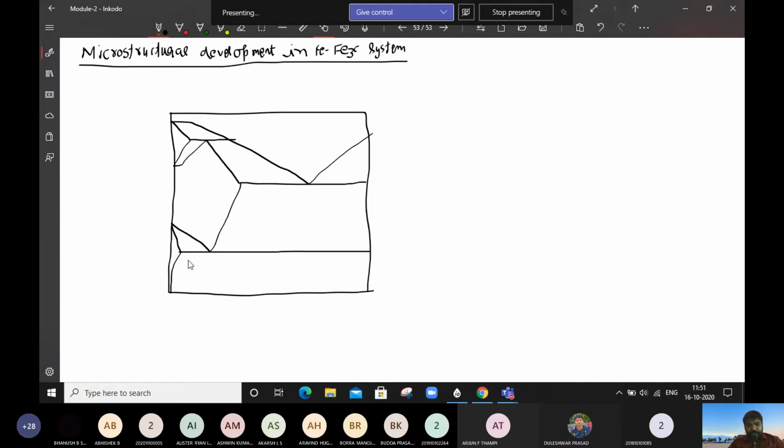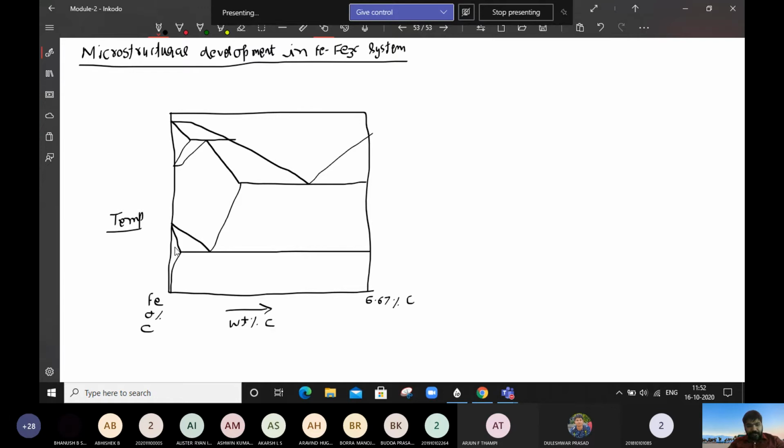Now first we will take different compositions of iron carbon alloy and we will see how the microstructural development takes place in those different regions. So here we are having temperature, and here we are having total 100% iron, and here we are having 6.67% carbon, and here 0% carbon. This axis represents the weight percentage of carbon. Weight percentage of carbon is varying in this direction.